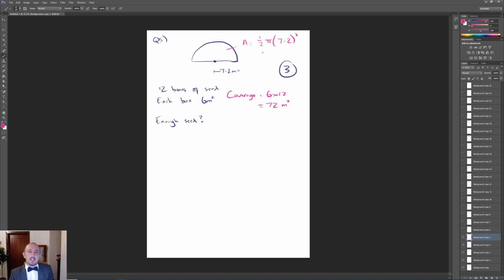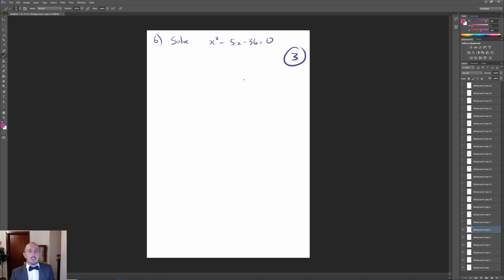So in here, this is 81.4 for the area of the garden, and the coverage with the seed is only 72. So we don't have enough seed. And you could maybe do a difference between these two to show that there's a deficit, if you like. Okay, we haven't got enough seed to cover that garden.